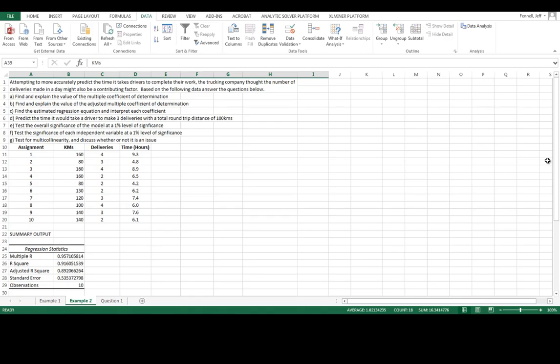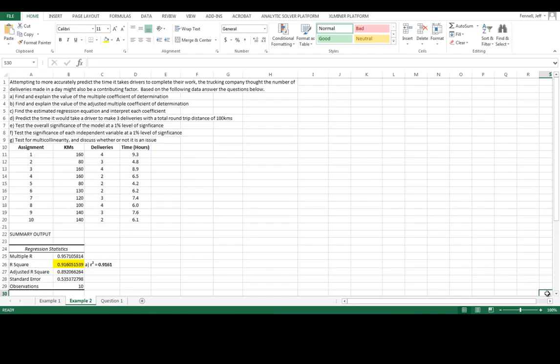So in part A, find and explain the multiple coefficient of determination. Don't let that word multiple throw you off. We're going to find the coefficient of determination in the exact same place that we found it when we were dealing with simple regression. So remember, coefficient of determination is our r-squared value. So we have an r-squared value of 0.9161. But as always, it's not the number itself that's the most important. It's being able to say what that number refers to.